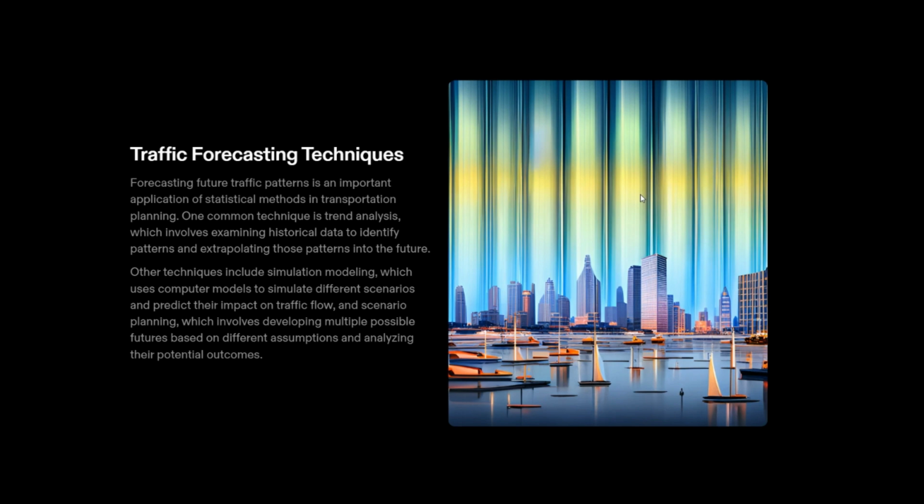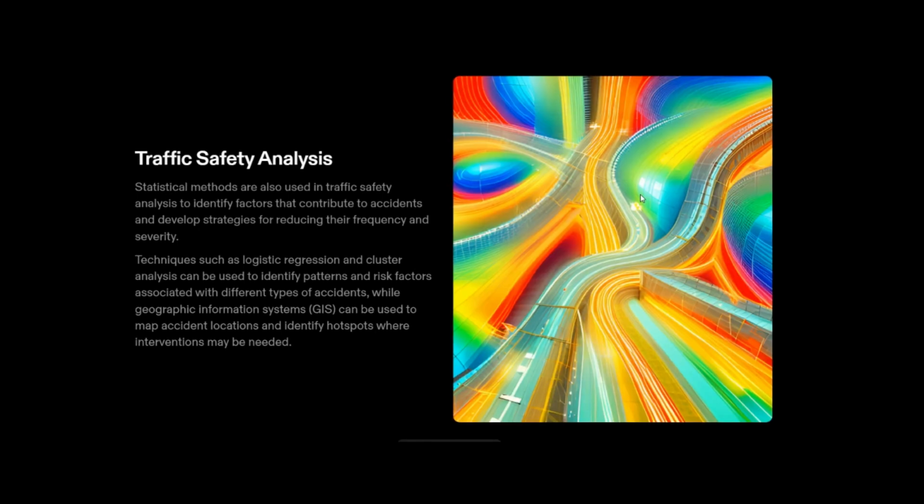The fifth point is machine learning. Machine learning techniques can also be used for traffic forecasting. These techniques involve training models on large datasets of historical data to identify patterns and make predictions about future traffic volumes. The next topic is traffic safety analysis.